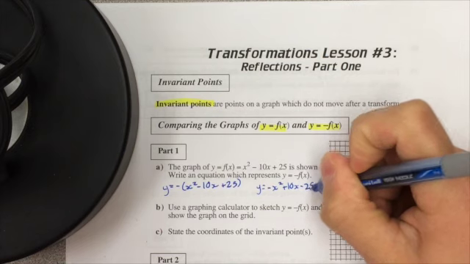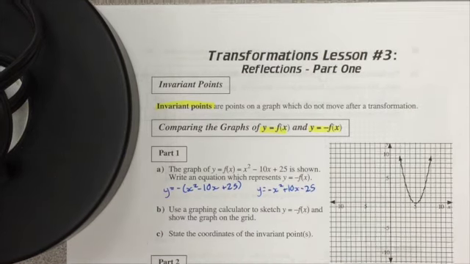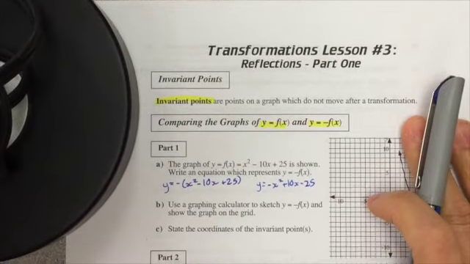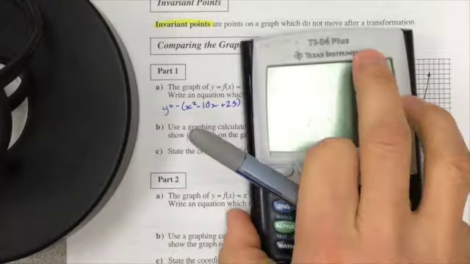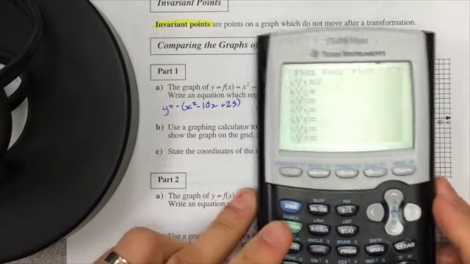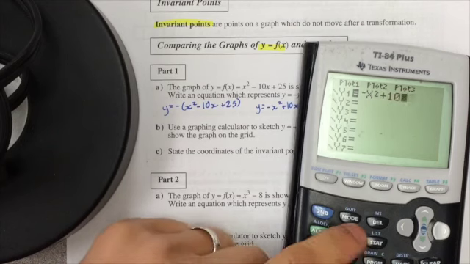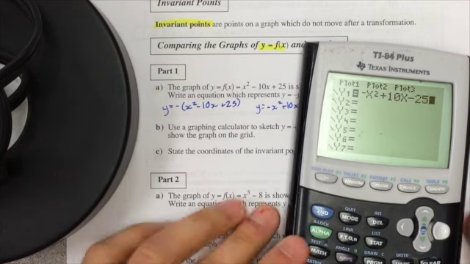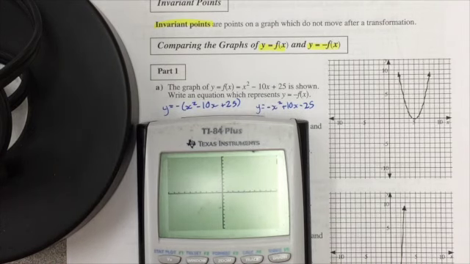Now the next thing we need to do is use the graphing calculator to sketch y is equal to negative f of x, and then we want to show what that looks like on the grid provided here. Alright, so let's do just that. I'm going to have negative x squared plus 10x minus 25. And graph.